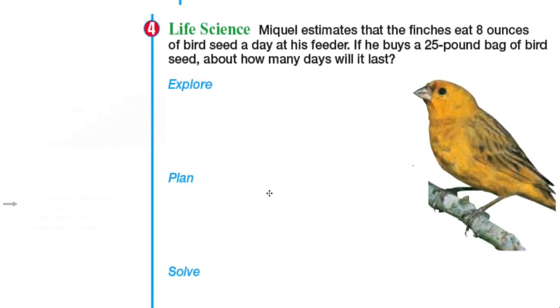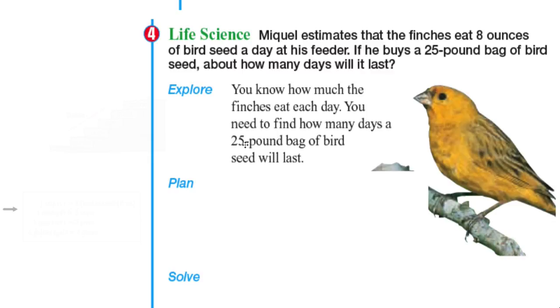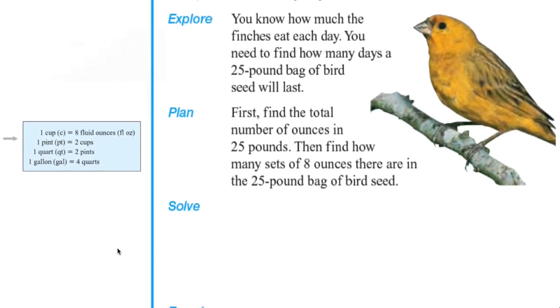Okay? Let's take a look at example number 4. Miguel estimates that the finches eat 8 ounces of birdseed a day at his feeder. If he buys a 25-pound bag of birdseed, how many days will it last? So let's see. You know how much the finches eat each day. You need to find out how many days a 25-pound bag of birdseed will last. First we need to find the total number of ounces in 25 pounds. Then find how many sets of 8 ounces there are in the 25-pound bag of birdseed. And again, we use our chart for this one.